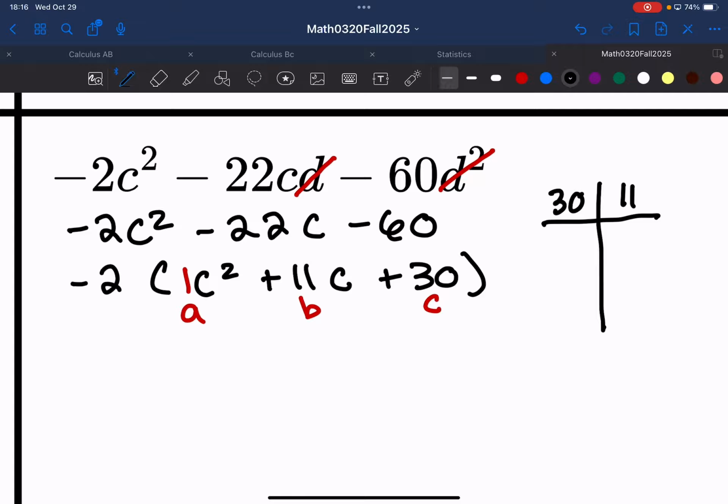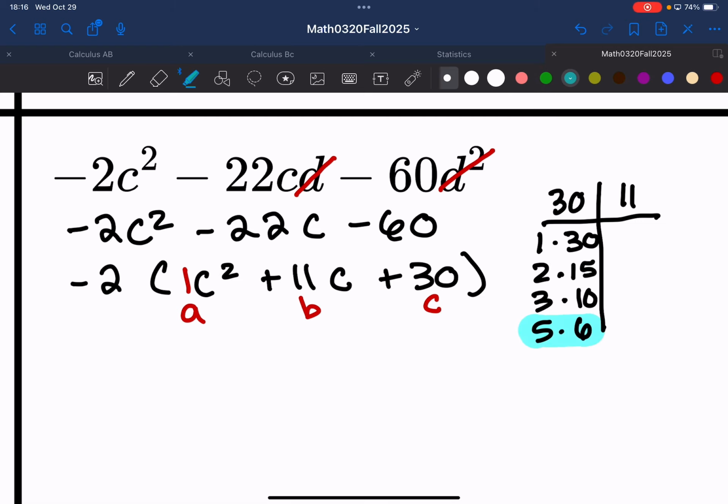So if we can't think of any, we just start listing everything we know. So 1 times 30, 2 times 15, 3 times 10, 5 times 6. Now looking at those numbers, any of them stand out? 5 and 6, because if we add them, we get 11. So 5 plus 6 equals 11, so we're using the numbers 5 and 6.